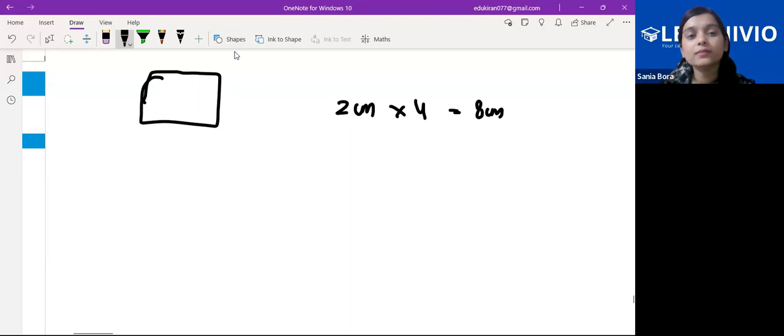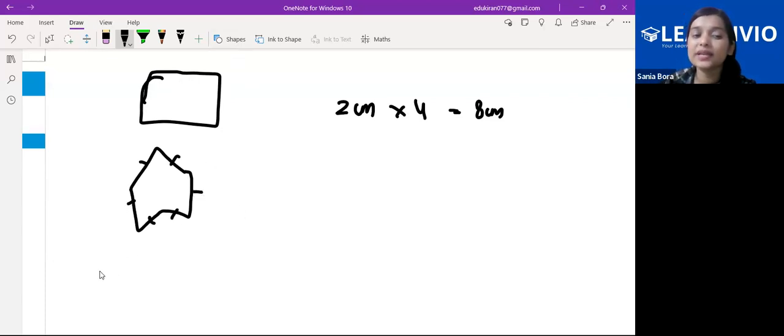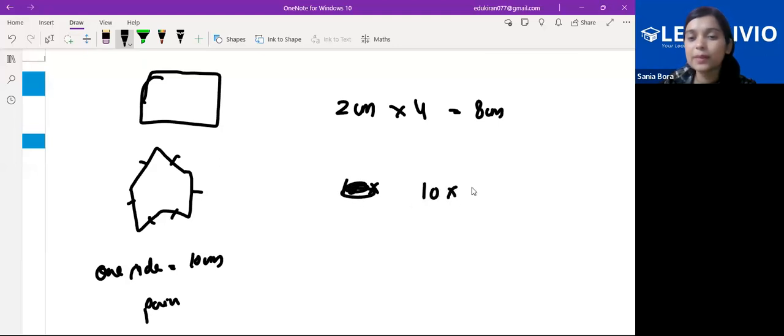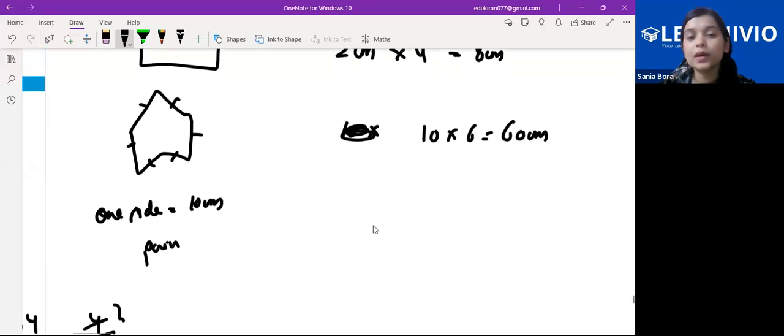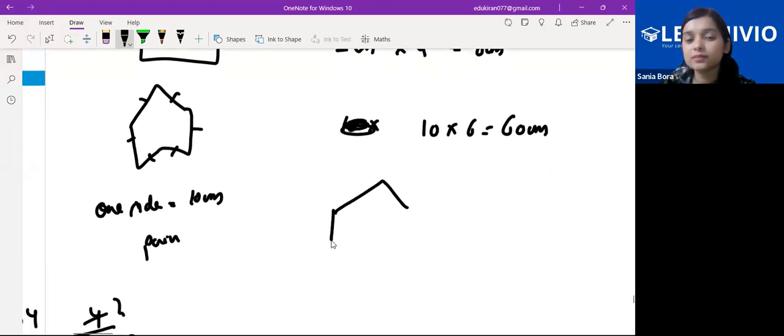Yes, but for example, if I give you something like this, so 1, 2, 3, 4, 5, 6. It has 6 sides. If I say that one side is 10 centimeter, find the perimeter. So the perimeter would be 10 multiplied by 6. So the perimeter would be 60 centimeter. Clear? Yes, ma'am.